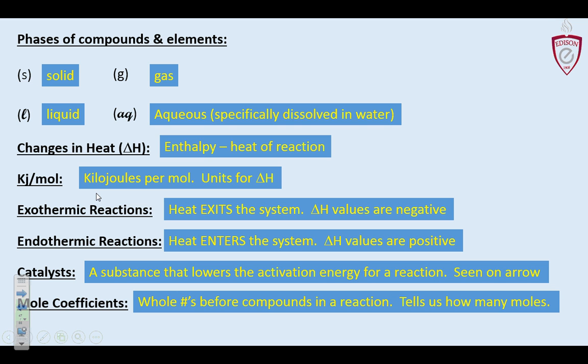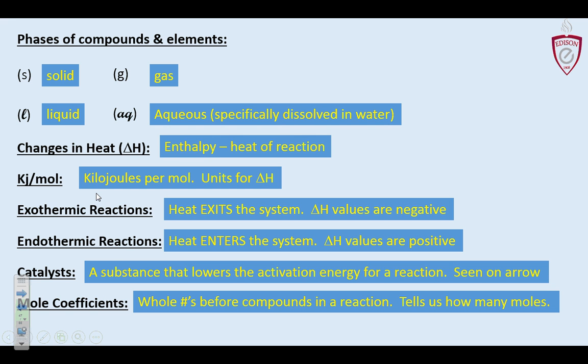Mole coefficients. These are the numbers written before compounds in a reaction. They tell us the ratio of how many moles of this compound to that compound make these compounds over here. Two of these plus one of these makes four of those. And they don't have to add up to be the same. It's just they need to stay in that fixed ratio once it's balanced.